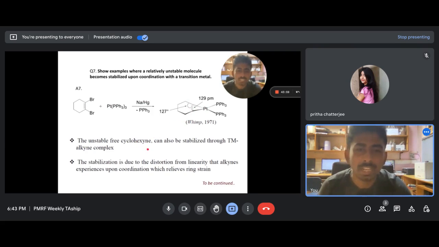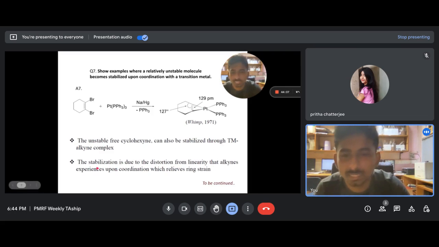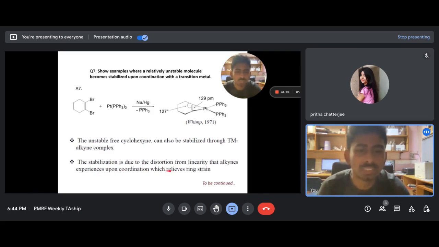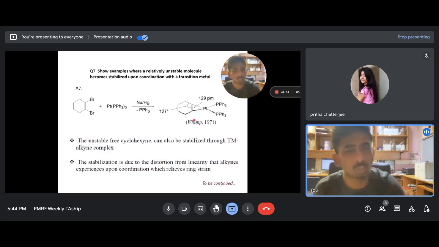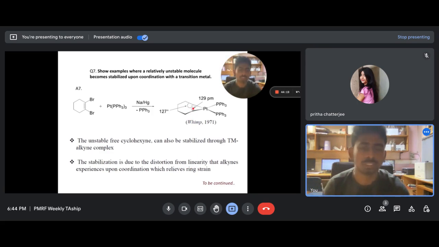The unstable free cyclohexyne can also be stabilized through a transition metal alkyne complex. The stabilization is due to a distortion from linearity that alkynes experience upon coordination, which relieves the ring strain. Here, the ring strain was there because it demands the angle as 180 degrees. But since there is electron donation, there will be distortion from linearity, so that will relieve the ring strain. That's why this compound is stabilized, relative to the unstable free version.